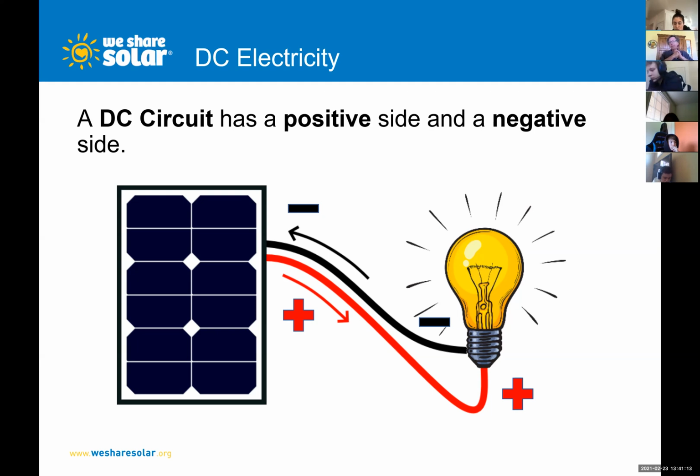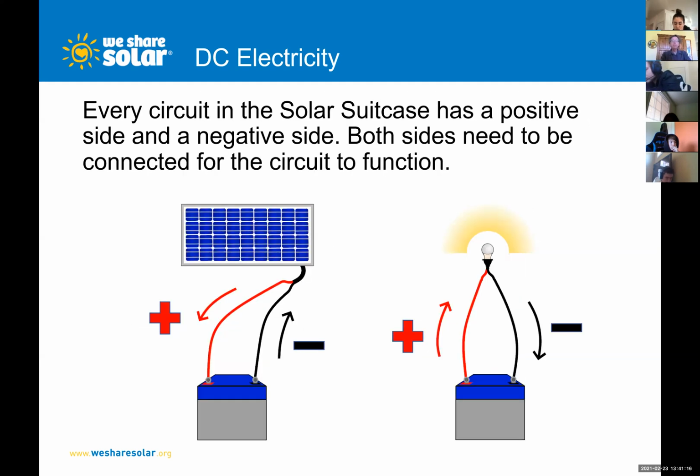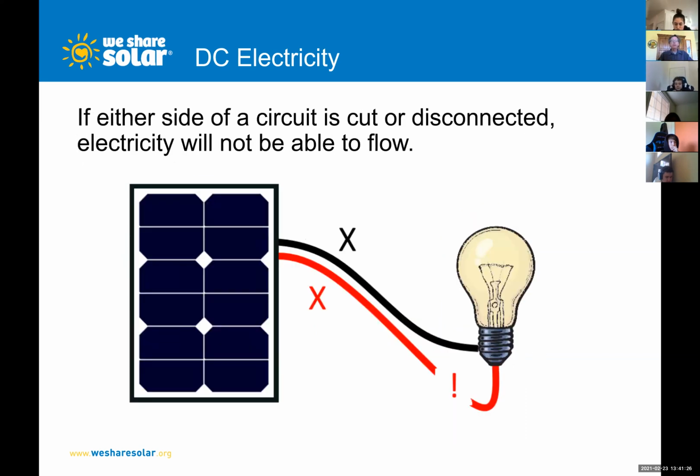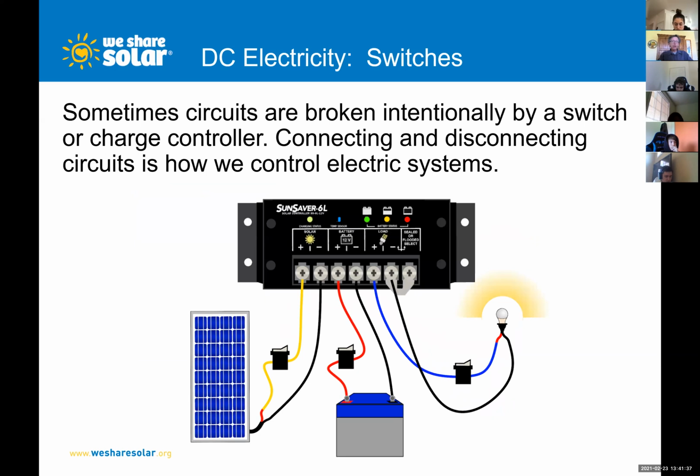So anyway, crazy. Every circuit in the solar suitcase has a positive side and a negative side, and both sides need to be connected for things to function. We think of it like a loop, really. If either side, the plus side or the minus side, is broken or separated, then the circuit won't work. And that usually happens with a switch, unless you've made a mistake.